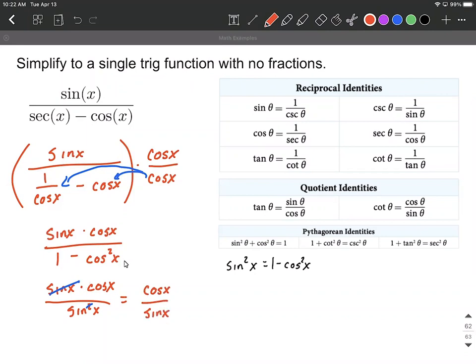When you have cosine over sine, this is pointing us towards a quotient identity. Cosine divided by sine is equivalent to cotangent. So we can finish this up and say that's equivalent to cotangent of x.